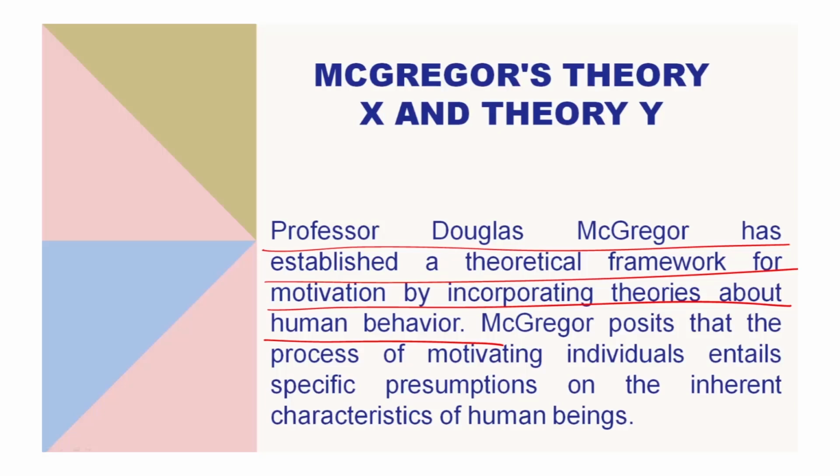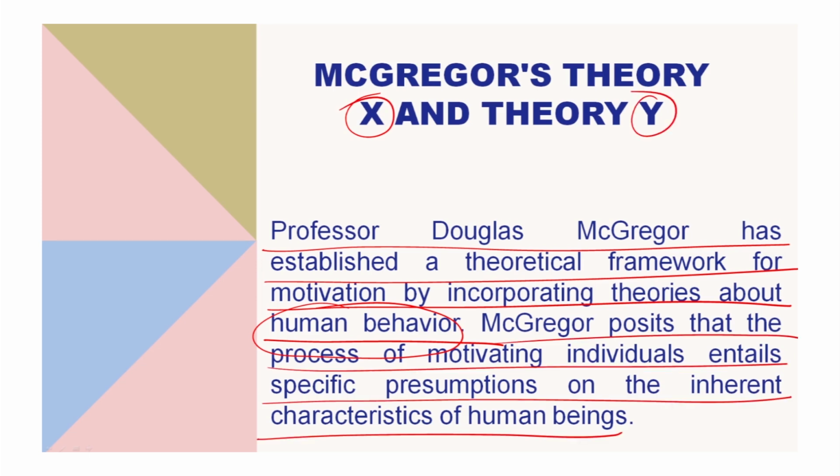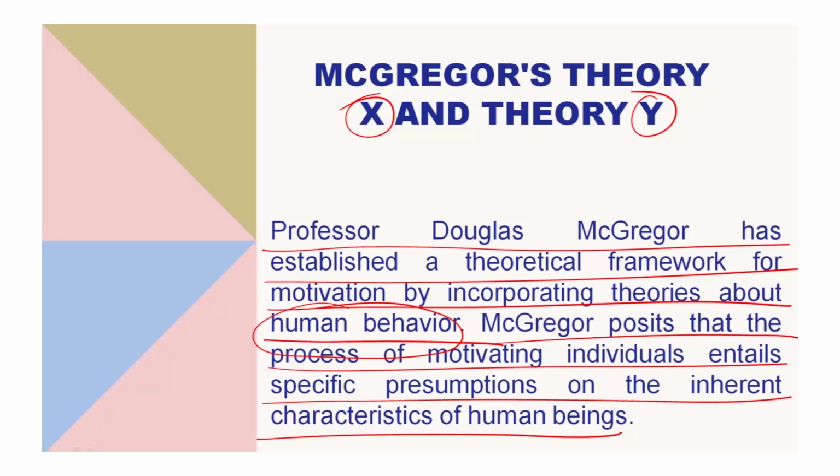With the same concept of human behavior as an element, McGregor has also developed two factors. One is theory X and another is theory Y. McGregor posits that the process of motivating an individual entails specific presumptions on the inherent characteristics of human beings. Whatever theory X and theory Y he has given, we will be looking at in the upcoming session; these theories are totally based on the human factor.